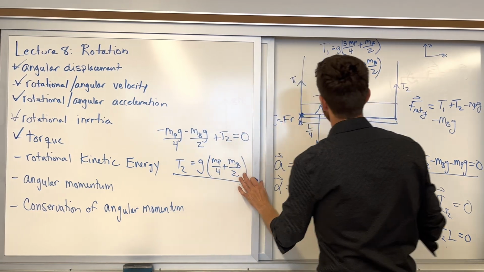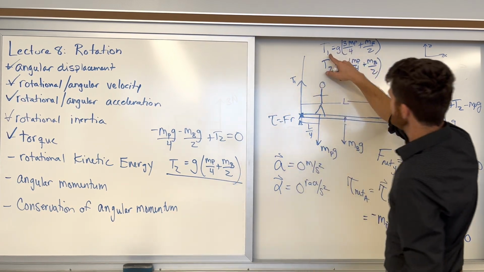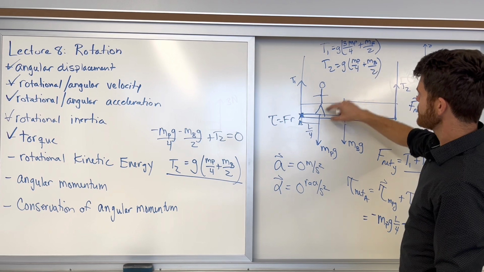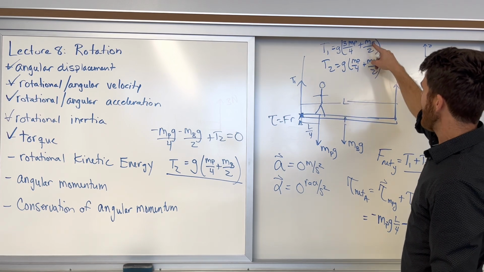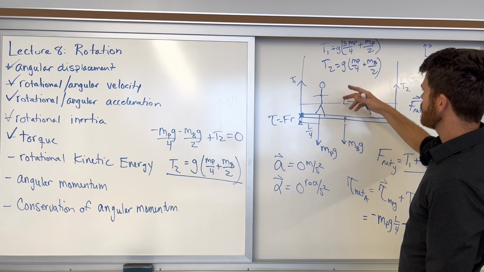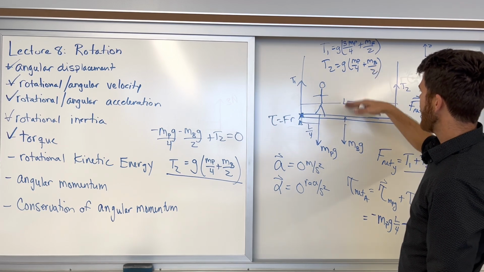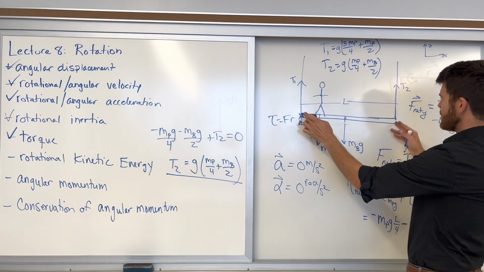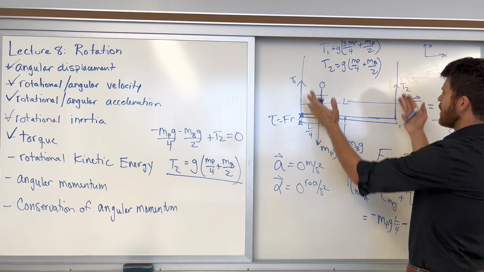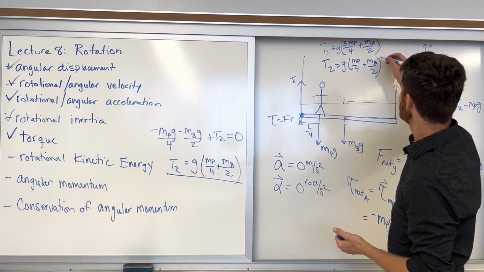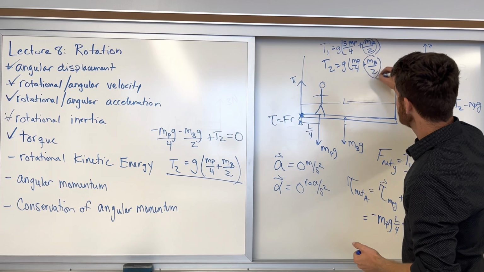Okay? This makes intuitive sense because T1 is supporting 3/4 of the weight of the person and half of the weight of the board, where T2 is supporting 1/4 of the weight of the person and half of the weight of the board. Why that makes intuitive sense is because the weight of the board is acting halfway in between T1 and T2, so that load is shared equally between the two. That's why this term is the same.